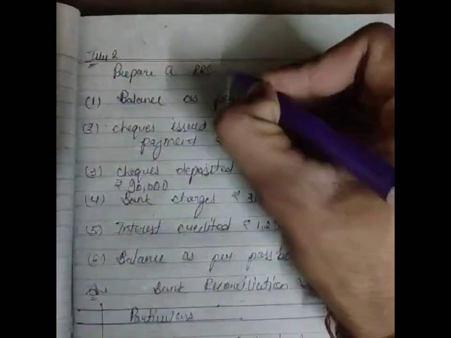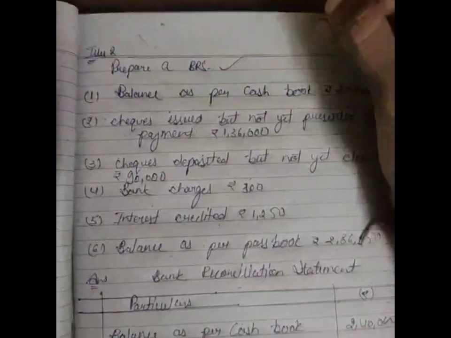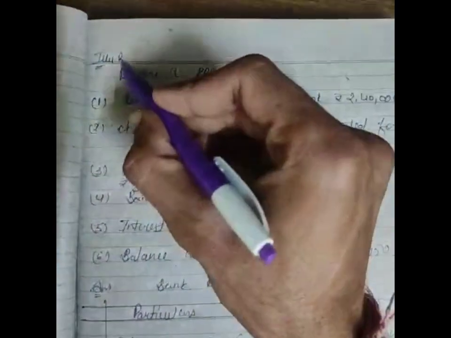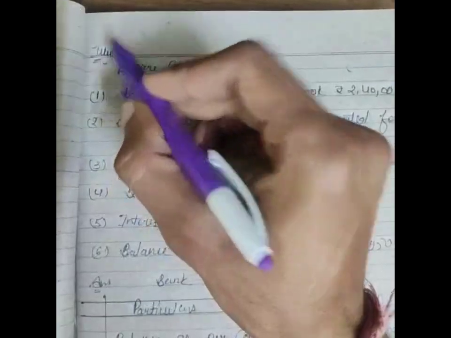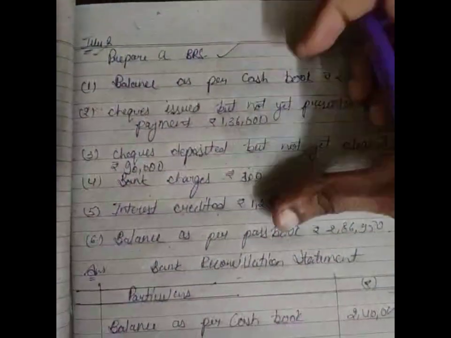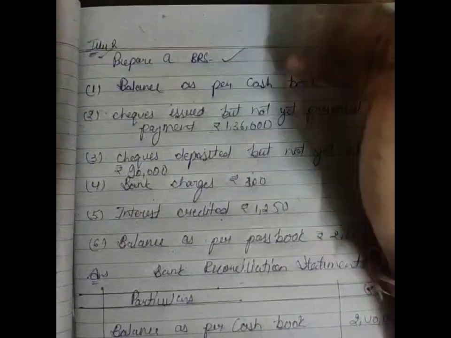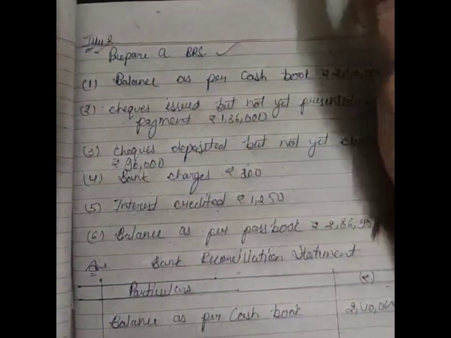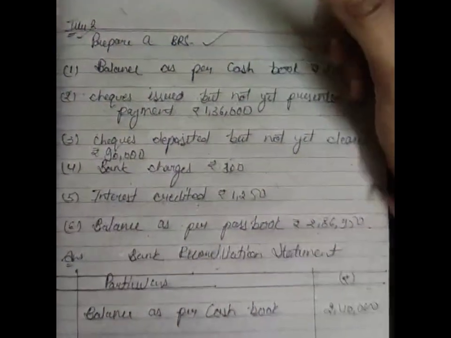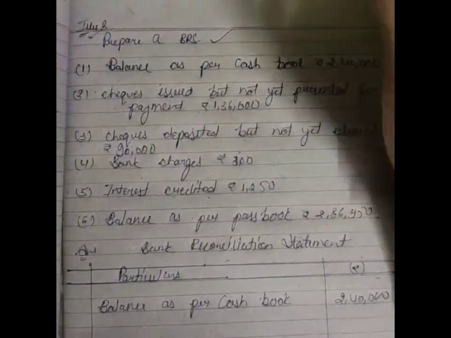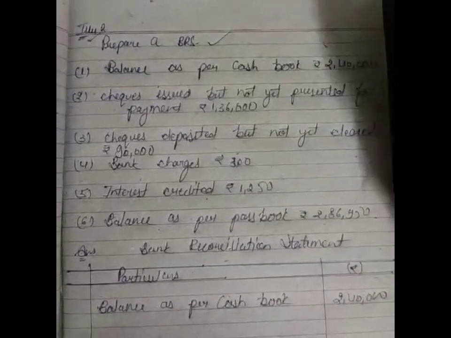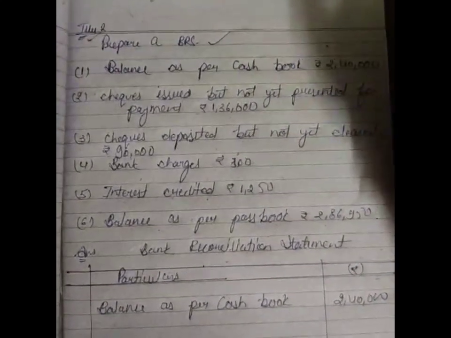So here we are starting an illustration from your accounting module for foundation students, which is illustration number 2. This is a very basic illustration which I have taken from the BRS topic, your bank reconciliation statement. As per this topic, we prepare a bank reconciliation statement in order to match our cash book balance and bank passbook balance if there is any mismatch, right?